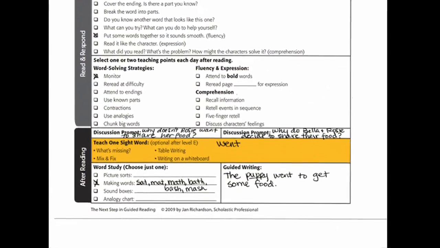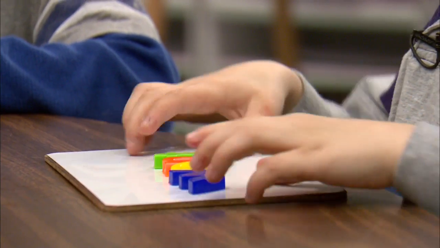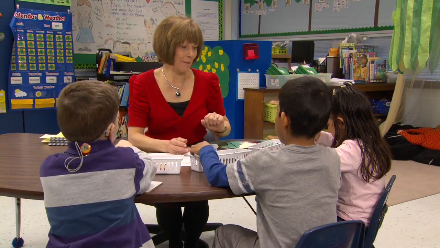Next, the books are put away and the focus turns to word study. Select a new sight word that students have just encountered in the book. During this component of the lesson, gradually release your support until the students can write the word independently.